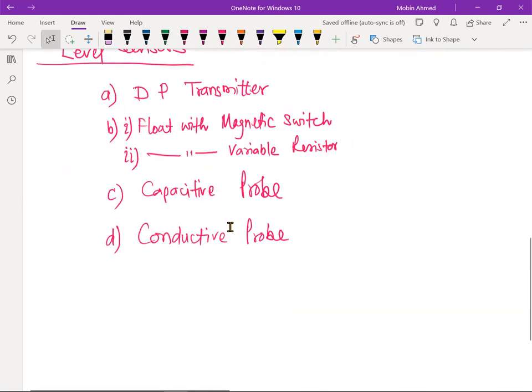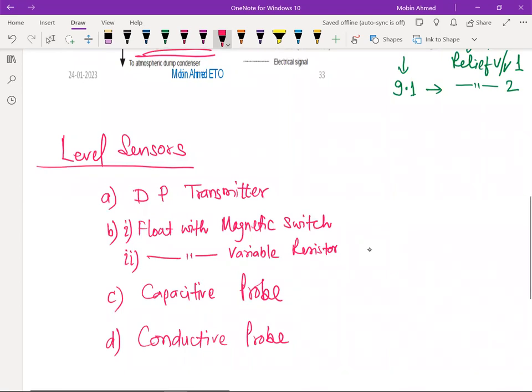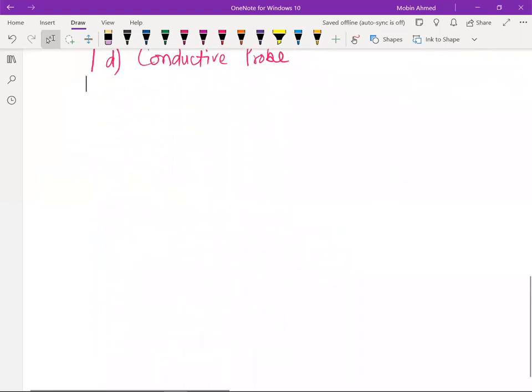Let's see. So I will be starting not from here, but I will be starting from here. So I will go like this. Okay, first I will go to the conductive probe, capacitive probe, then float switches and float type, and there is a DP transmitter at last. Okay, let's see about the conductive probe.